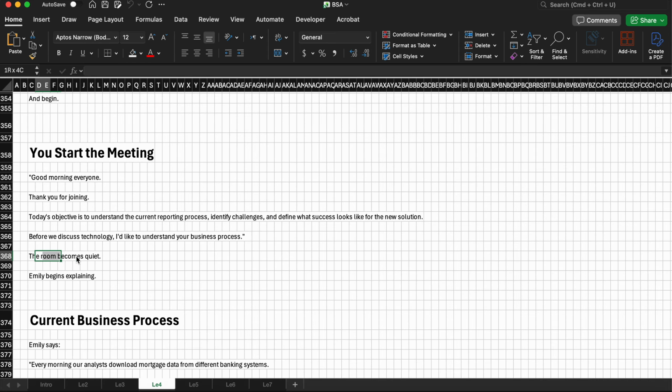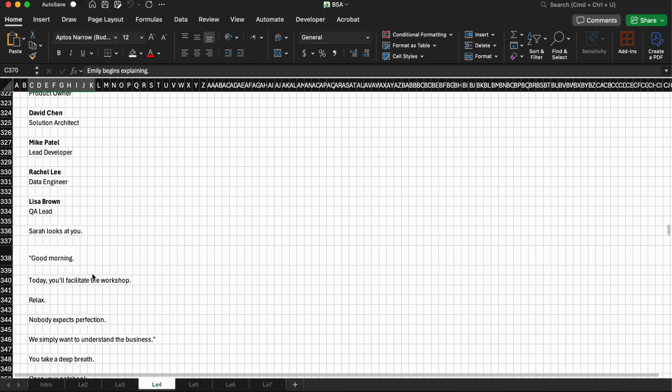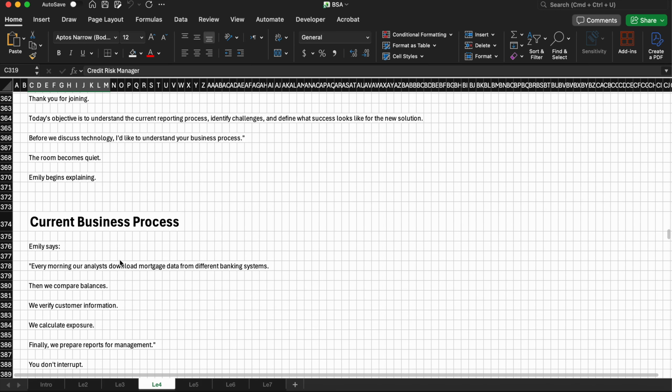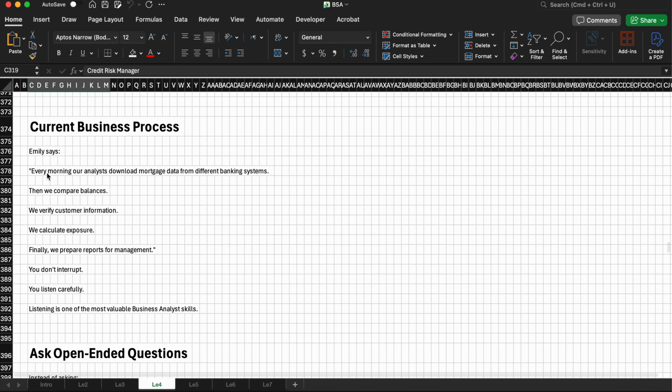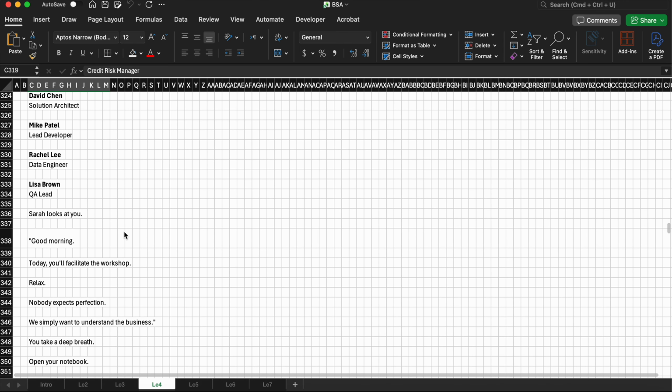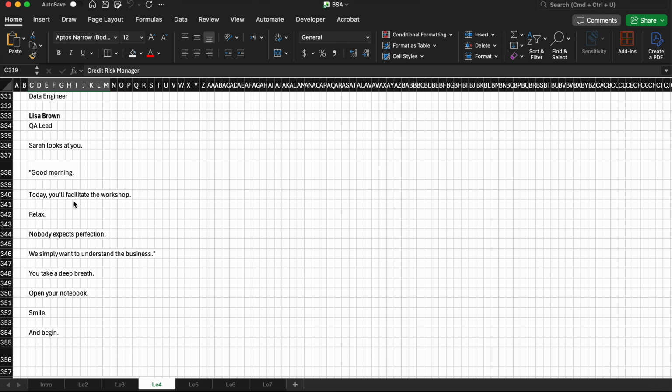The room becomes quiet. Emily begins explaining. You know who Emily is, right? Emily is the risk analyst. So let's continue our story. Emily is explaining the current process. You have to imagine you're all sitting in a room and you're facilitating the requirement gathering workshop. You are trying to understand the current process, and the business stakeholder tries to explain it.